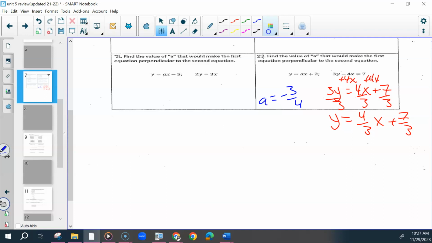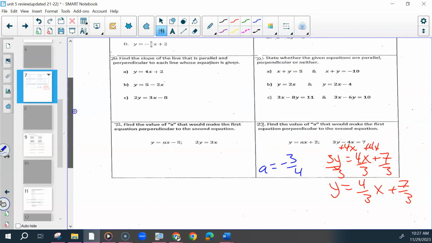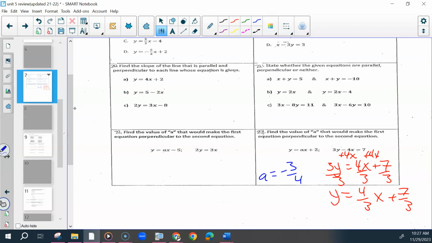Other questions? On the same page. We didn't do 20 already. I've done this so many times. No, we didn't. So for this, we have to find the slope that is parallel and perpendicular to each of these.